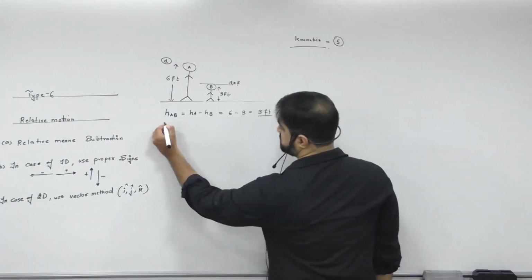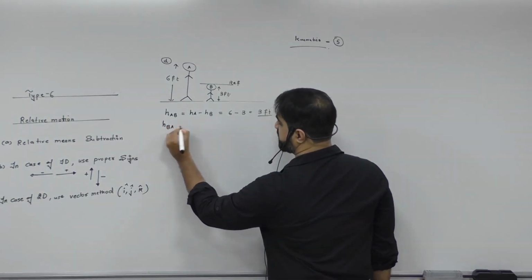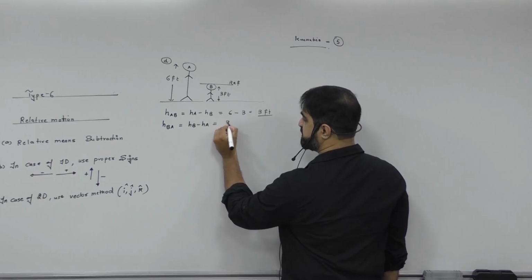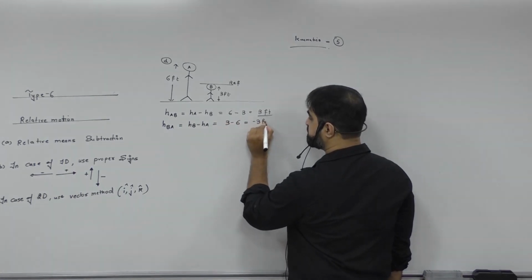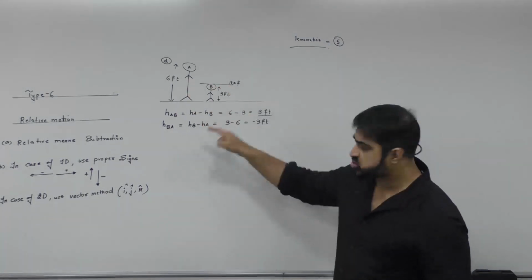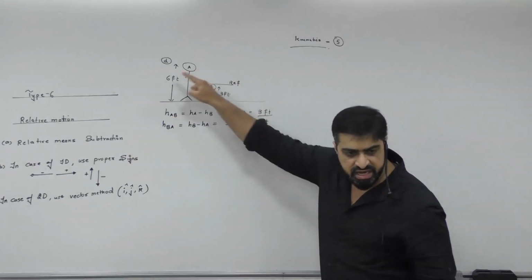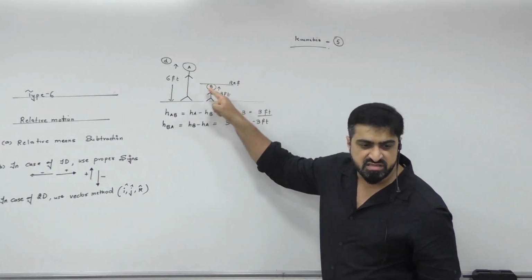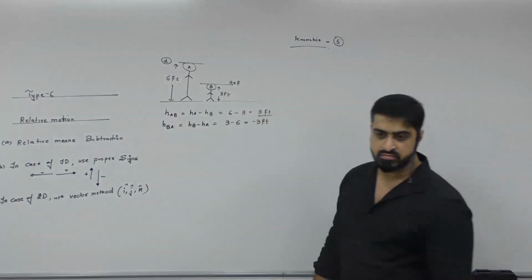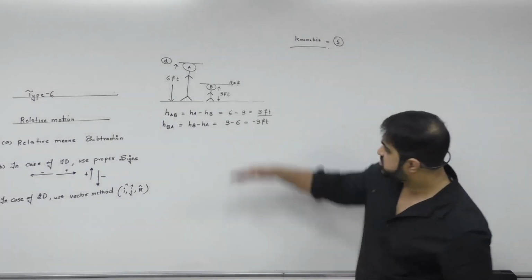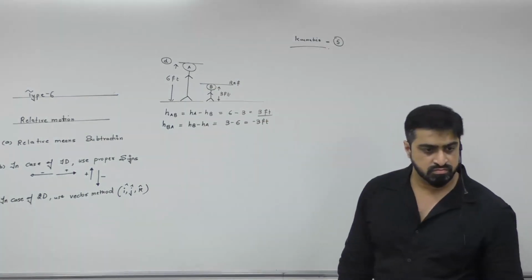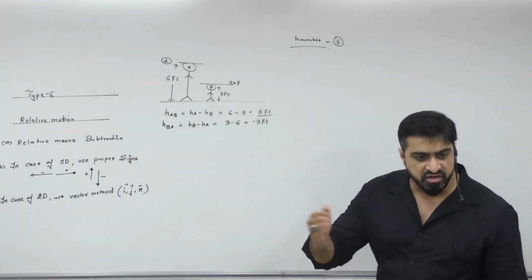Similarly, if I ask what is the height of B with respect to A, it will be HB minus HA. HB is 3 minus 6 will become minus 3 feet. That means height of B with respect to A means A is looking at B and telling that he is 3 feet shorter than me because his reference is this. And according to this guy, he's 3 feet taller. So it depends on what reference you set up.